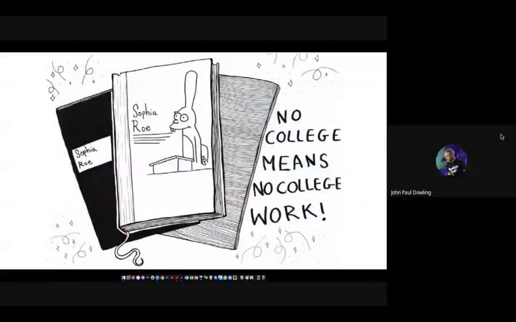Again, very different style of illustration. So, Sophie is really interested in humor, telling jokes through drawing and illustration. What resonates with me about this image, although it's not the intention, is Sophie saying no college means no college work. I would say college means no work.